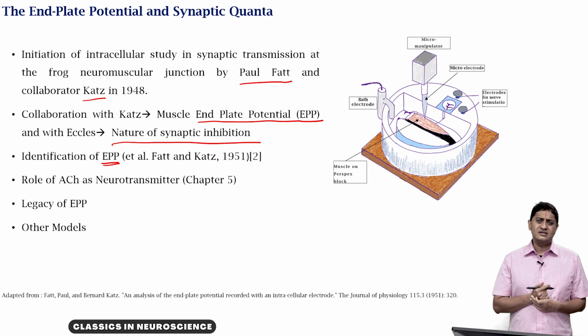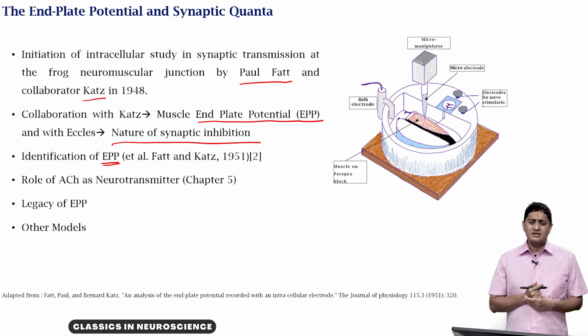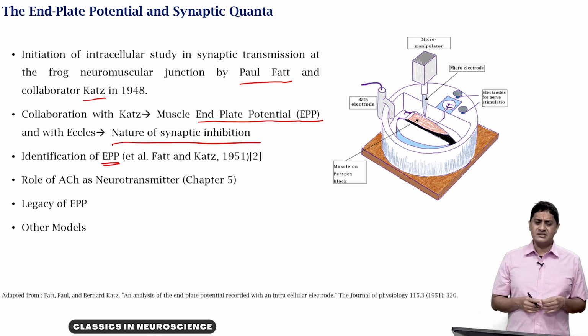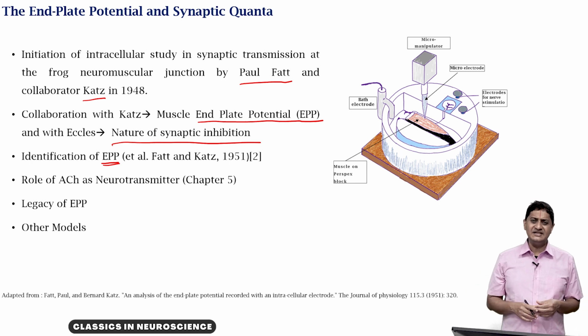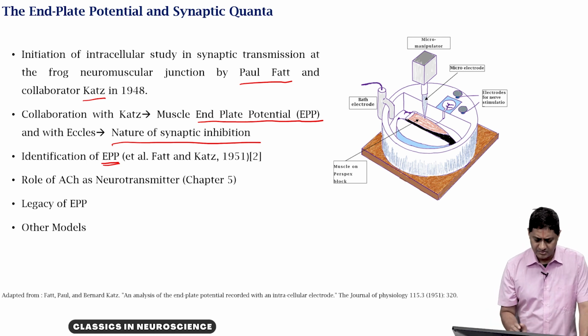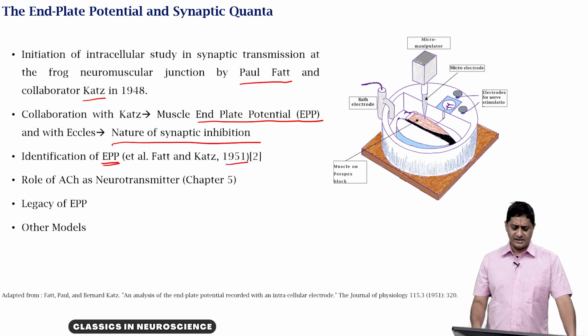In his work with Bernard Katz, Paul Fatt helped identify the end plate potential, which is the response that the muscle cell produces as the neuron is stimulated. As the presynaptic neuron is stimulated, the response produced by the muscle is the end plate potential that then leads to an action potential. The initial response produced by the muscle is called the end plate potential. This was described by Fatt and Katz in 1951.